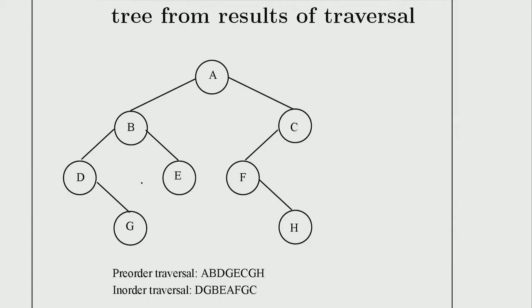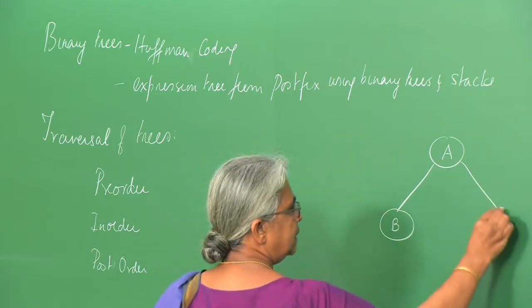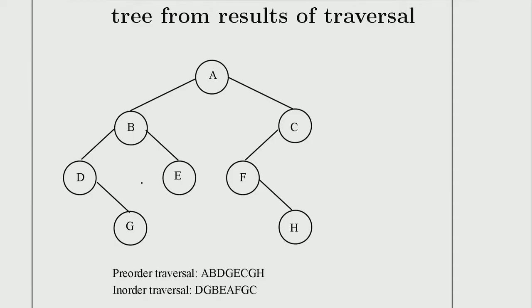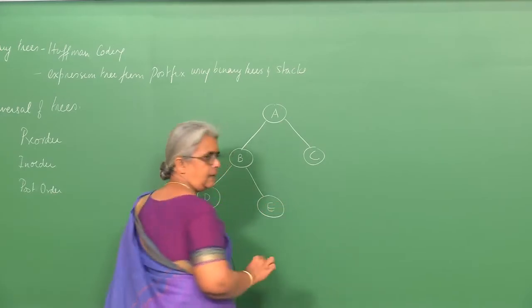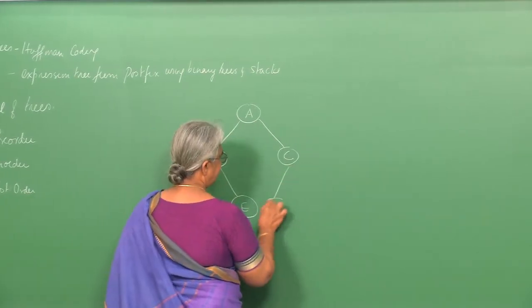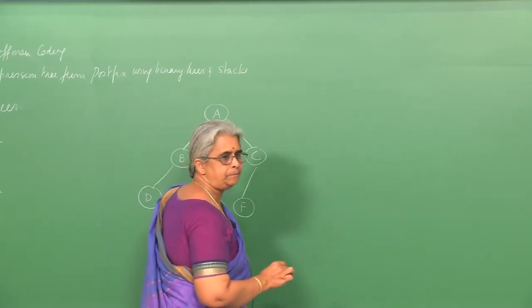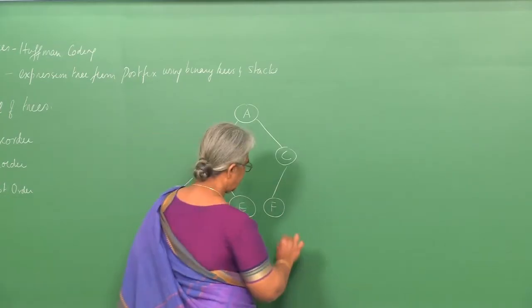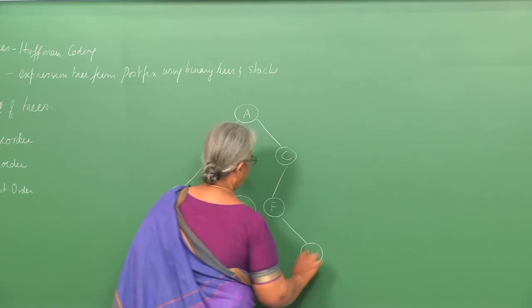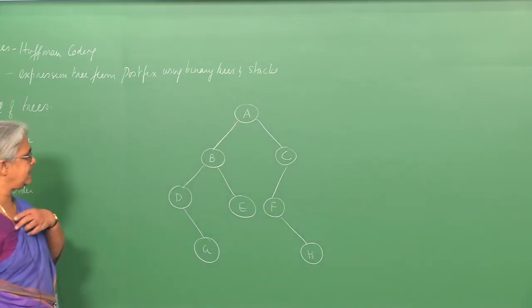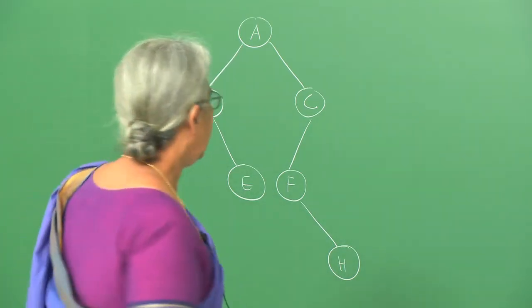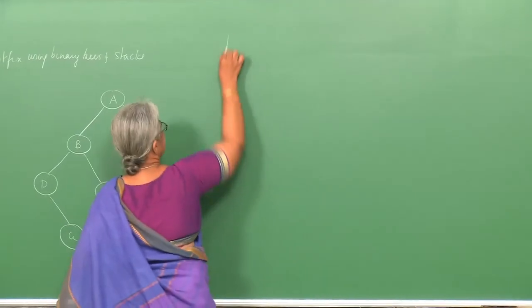We have A here, B, C, D, E, F and G and H, some arbitrary binary tree. Okay? That is what I am assuming. I have a given binary tree like this, and given this binary tree, we want to determine its pre order and post order traversals.